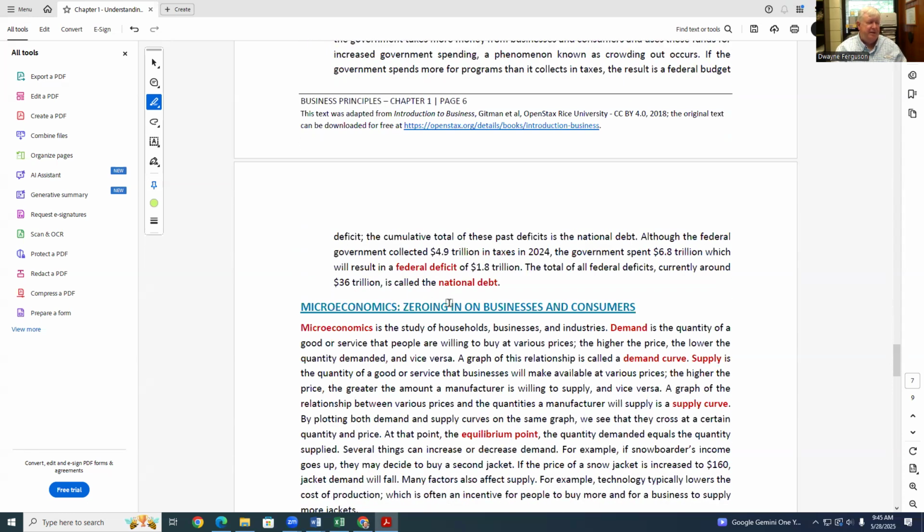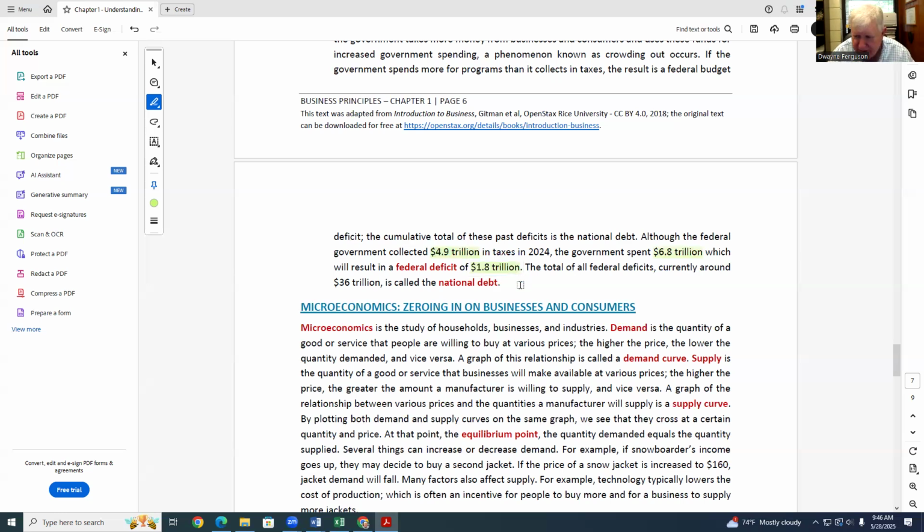Here's the federal debt. Federal deficit every year occurs because the government spends more than it takes in. So last year, the government brought in $4.9 trillion in taxes, but they spent 6.8 trillion. So, I mean, you take a look at that and you say, well, I can't run my household that way. So why would our government run that way? It's crazy. So anyway, last year we had a deficit of $1.8 trillion. That's just unbelievable.